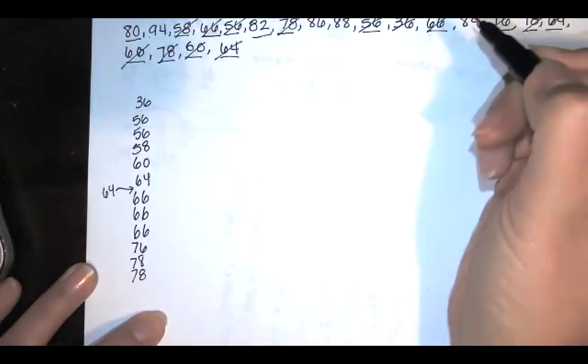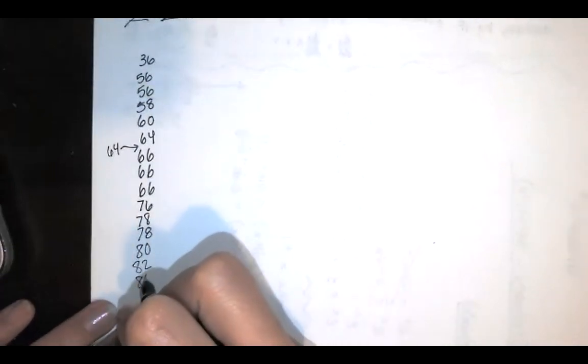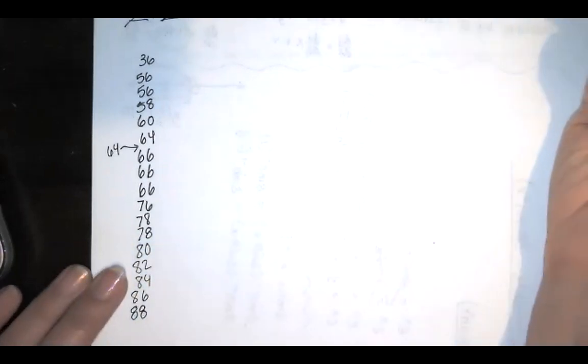Okay, now let's look in the 80s. I've got an 80, an 82, an 84, an 86, and an 88. Okay. All right, and then we have the 94 right there. So we've got these sorted in order.